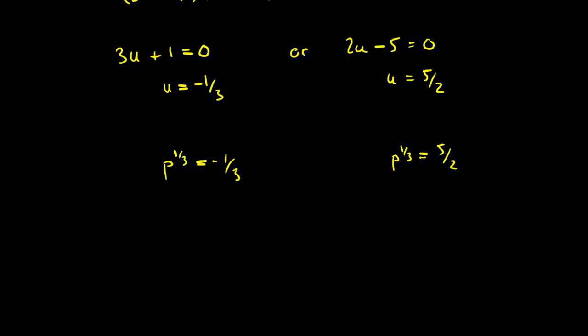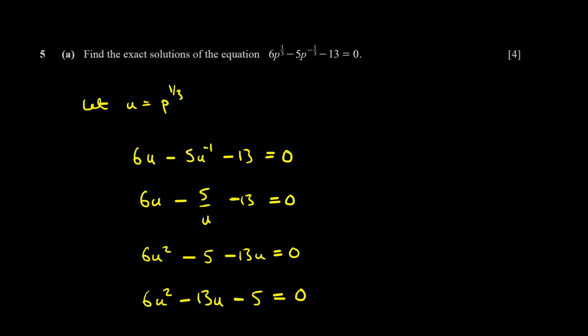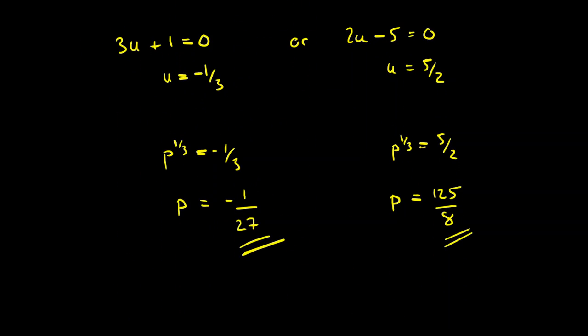So how are we going to find p? Well, we just cube both sides. So if I cube this, then what I'm going to get is negative, right? Because a negative times a negative times a negative is also negative. We get 1 upon 27, because that's 3 cubed. And here, if I cube this, I'm going to get 125 over 8. These are the solutions for our equation. Let's just check there are no conditions. Yeah, it doesn't say that p has to be positive or anything. So these are going to be our two answers.